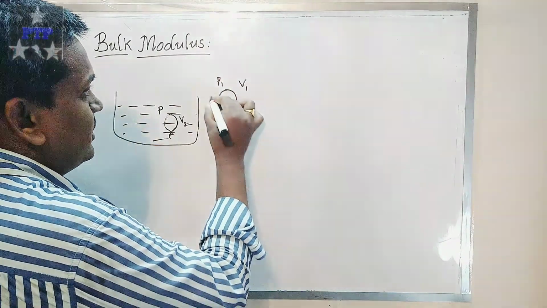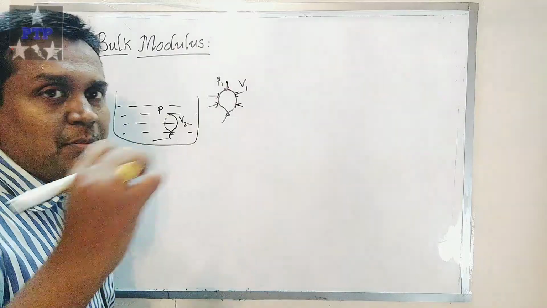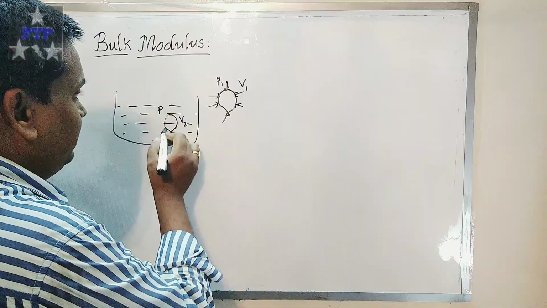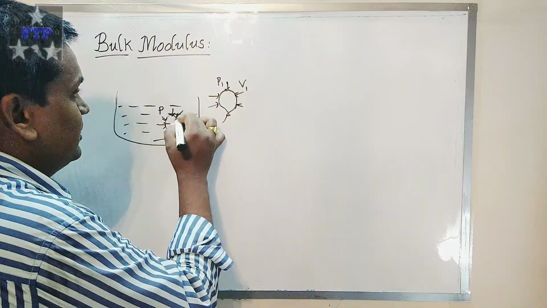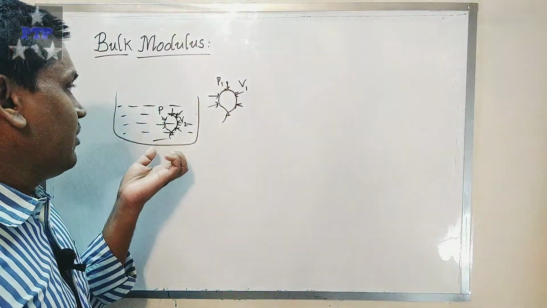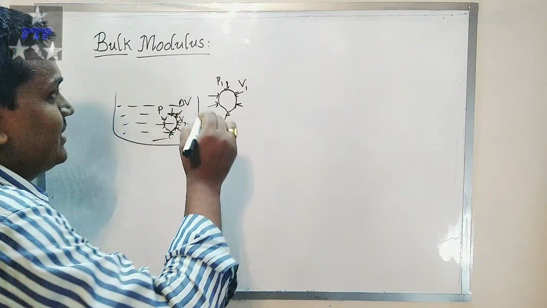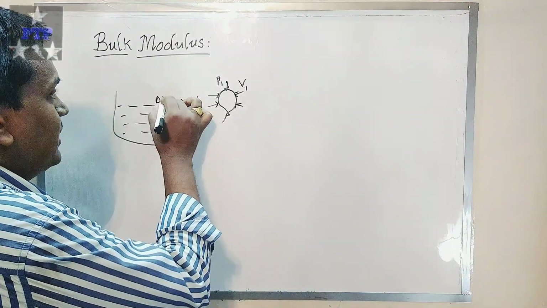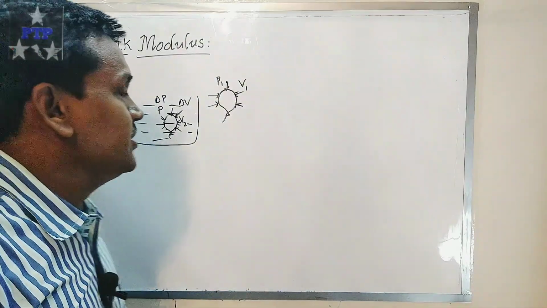See here, initially there is some pressure on the balloon while it is outside. That pressure is atmospheric pressure, and when it is dipped into the water, the water exerts some force or pressure on the balloon. Due to that pressure, the volume of the balloon changes. Due to the application of the change in pressure, delta P, the volume changes by delta V, the change in volume.